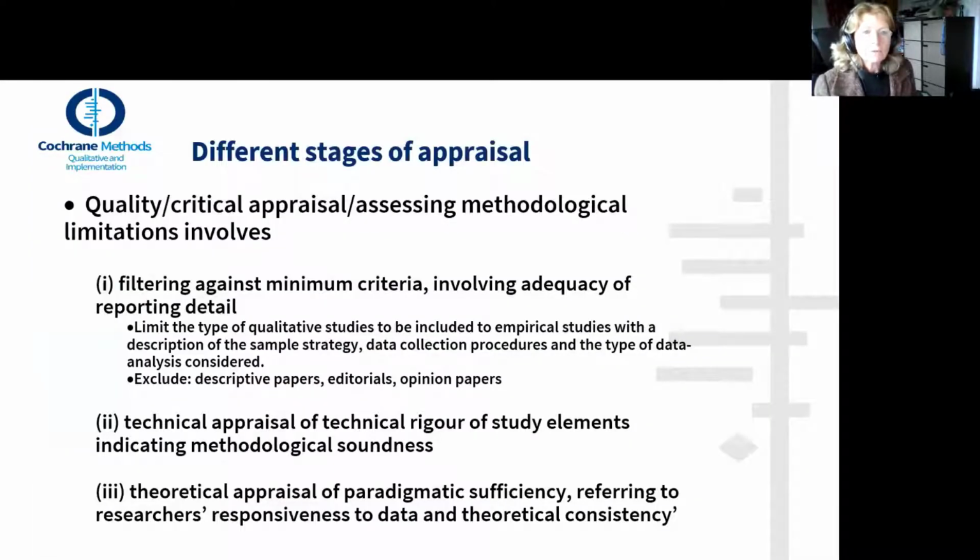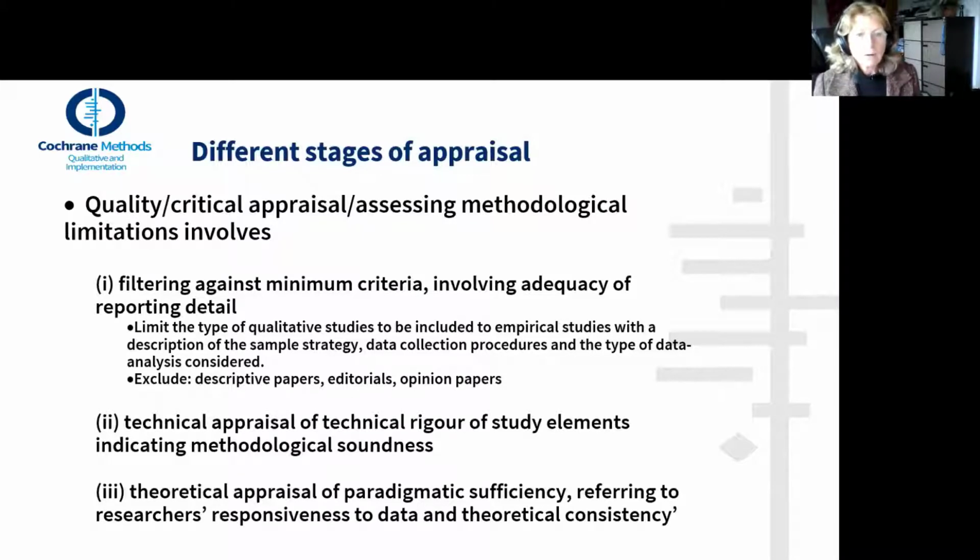I'd like to move on to going through the different stages of appraisal. And this is where I'd like you to really open up your minds. Assessing methodological limitations involves 3 stages. You might have only thought it covers 1 stage, but actually it's 3 stages. Already in stage 1, you're filtering against a minimum criteria involving adequacy of reporting details. So you need a well-reported primary study optimally, but you don't always get it.